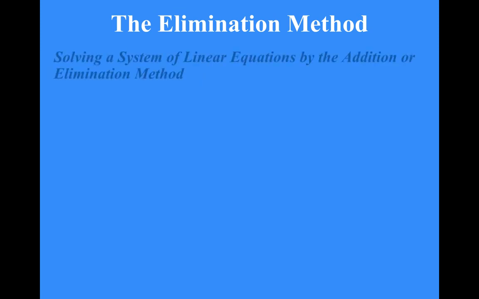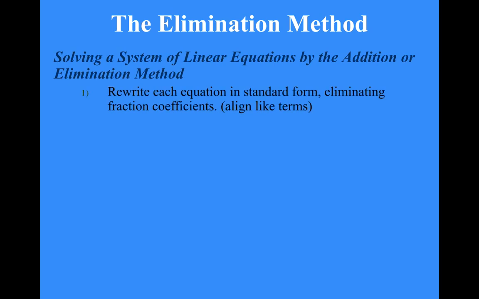Here's a fun one. Now, solving systems of linear equations by the addition or elimination method. Here are our steps. Okay, step 1. You're going to rewrite each equation in standard form, eliminating fraction coefficients, meaning you're going to align all of your like terms. You don't have to eliminate fractions. I just feel like most of you would prefer to do so. That's fine. But you should always align your like terms. That's what your first step is.